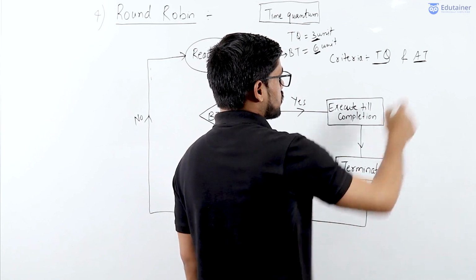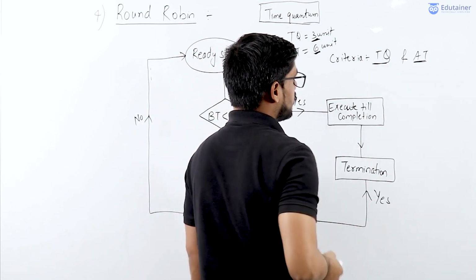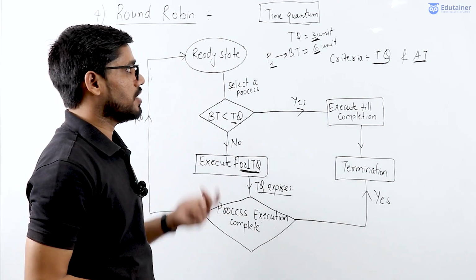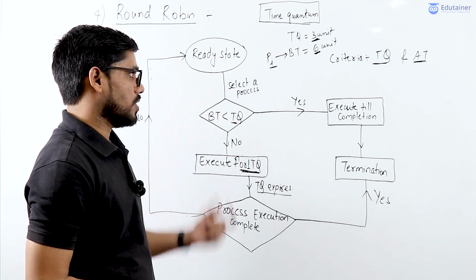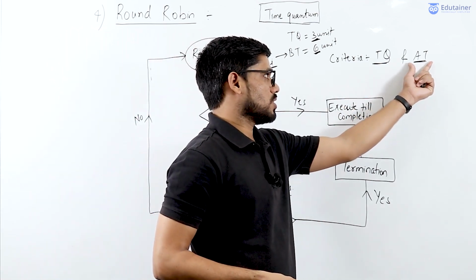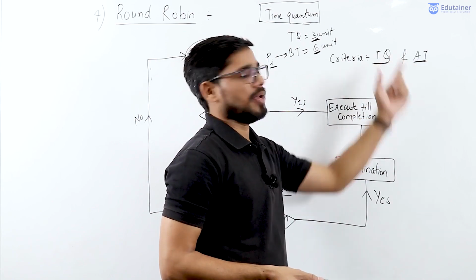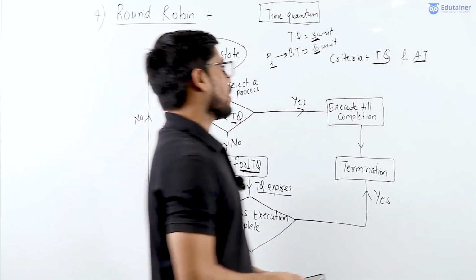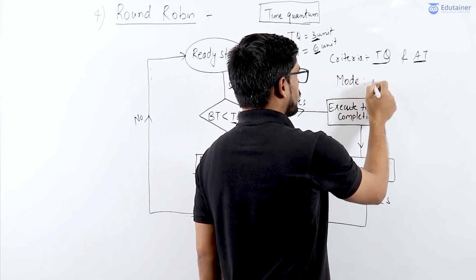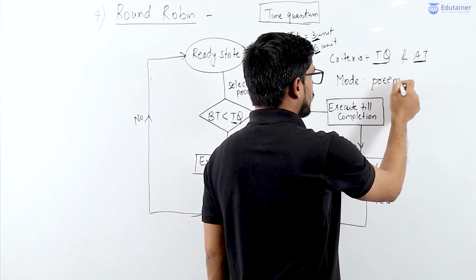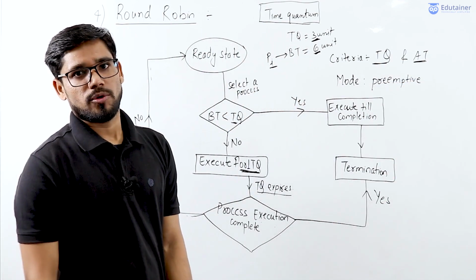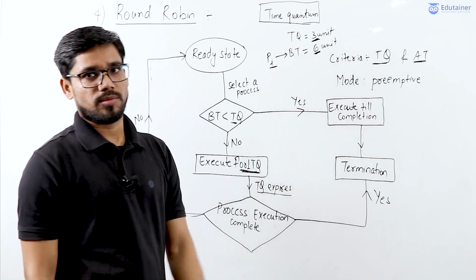Why arrival time? Because whenever we start running processes, all the processes are initially present in the ready state, and starting from the initial point, the only factor to choose a particular process is the arrival time, and after that the time quantum comes into the picture. Now the mode is preemptive. Why preemptive? Because we will run the process for exactly 1 unit of time quantum. So definitely the process will halt for some time and then another process will come.